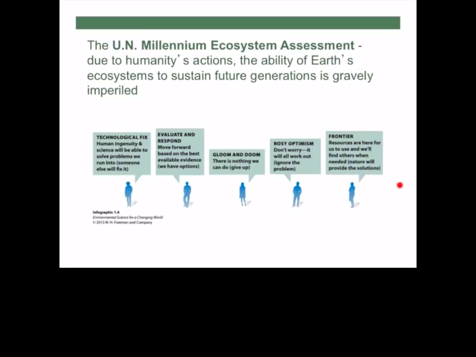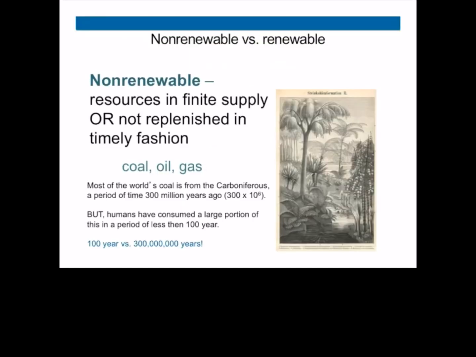And finally, the optimism, the frontier look. The resources are here for humanity to use. We'll find future resources whenever we need to. Nature will provide the solutions. So again, I don't think you can fit into any one of these different characters here. I think depending on the story, depending on the issue, we probably kind of move back and forth between these 5 different characteristics.